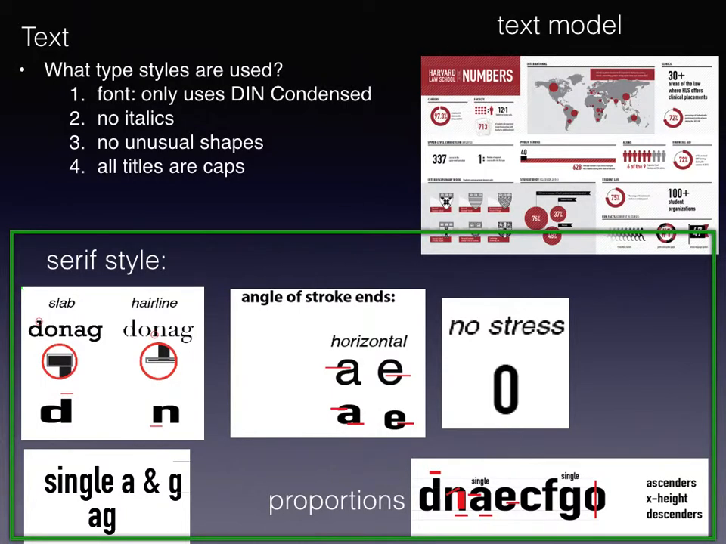Next topic is text. What type of styles are used? My text model on the right hand only uses one font, which is DIN Condensed. Also, I use DIN Condensed throughout my infographic. The font has no italics or any unusual shapes, and my model uses caps for titles. Please take a look at the image in the green box.